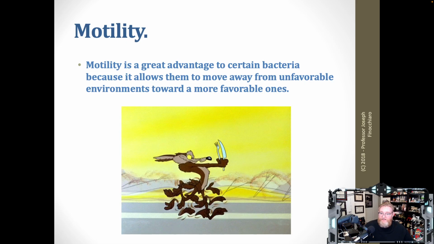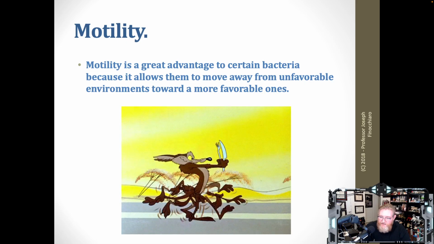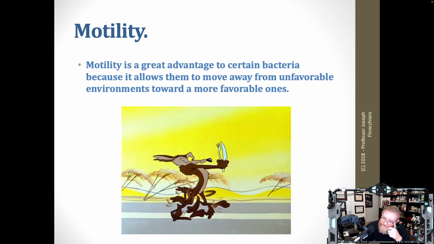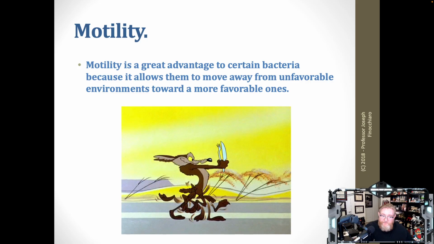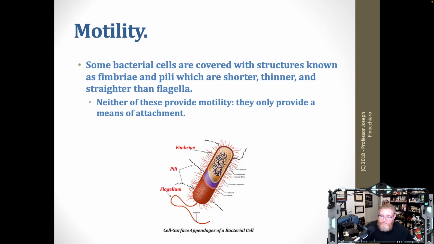Motility is a great advantage to certain bacteria because it allows them to move away from unfavorable environments toward a more favorable one. Some bacterial cells are covered with structures known as fimbriae and pili, which are shorter, thinner, and straighter than flagella. Neither of these provide motility. They only provide a means of attachment.